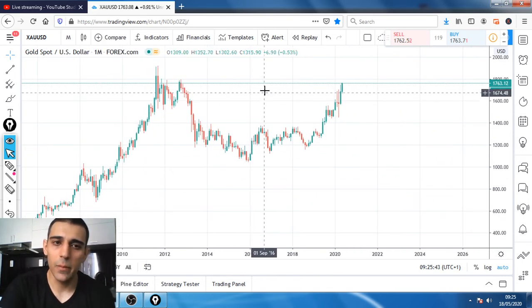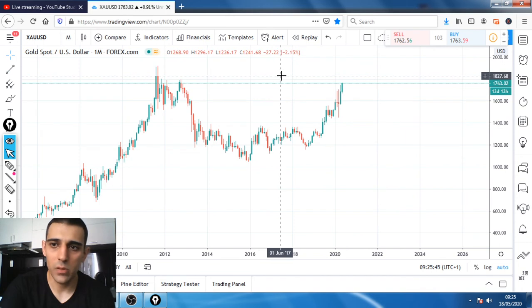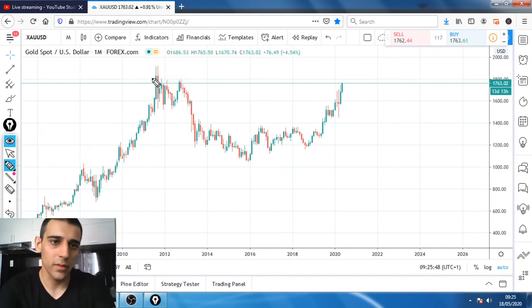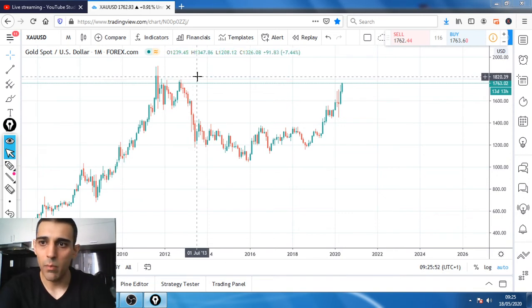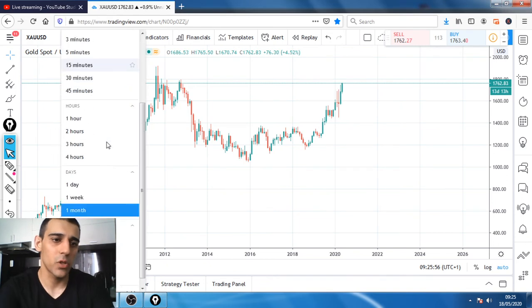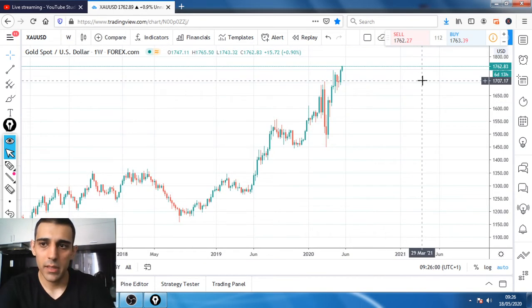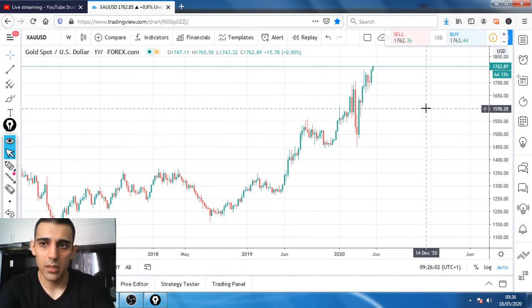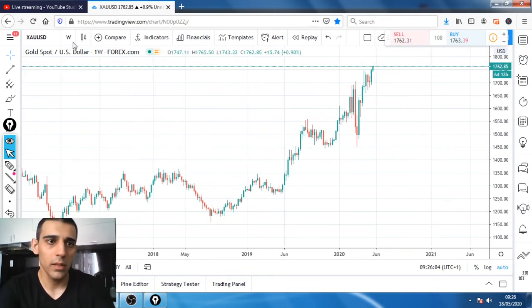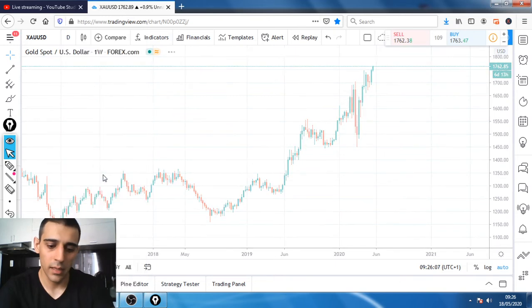long side. This is going to be more like a swing, because my potential target is up to this level, this monthly high at 1820. However, we do need a bit of a retracement. It might take some time actually on this one. That's the weekly. Let's go to daily.